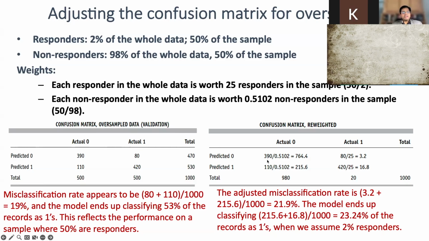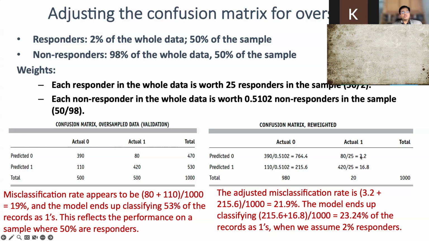So we are going to divide that 390. We are going to inflate that value a little bit because this was a reduced value since we had made it 50% each. So we are inflating that by dividing 390 by 0.5102, which makes it 764. Similarly, this one again is an actual non-responder. We predicted it as a responder, but this is based on a 50% distribution, but in reality it needs to be inflated. So 110 divided by 0.5102 goes up to 215. So these would be the new values that we will have for actual data.